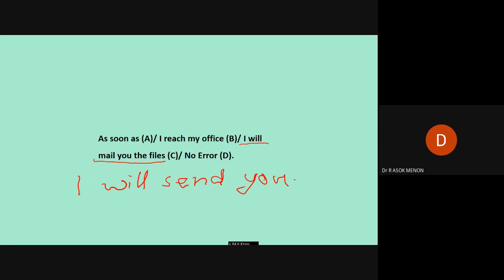When you say I will send you, it means I will pack you up and send you somewhere. You won't permit somebody to send you by post. Then you will have to suffer a lot. So here, part C should be corrected or restructured as I will send the files by mail, or I will mail the files to you. I will mail the files to you.